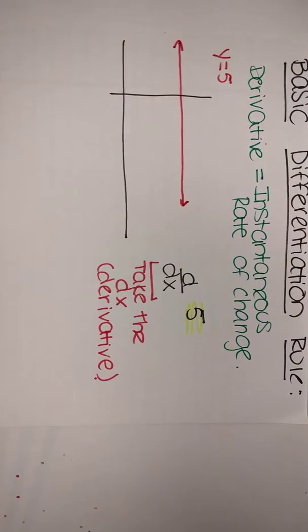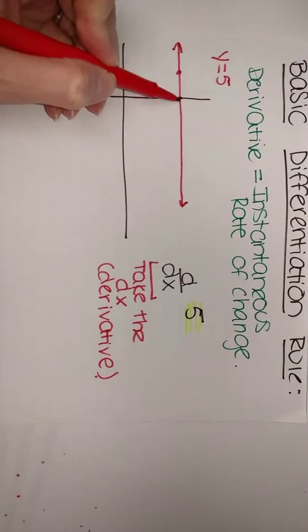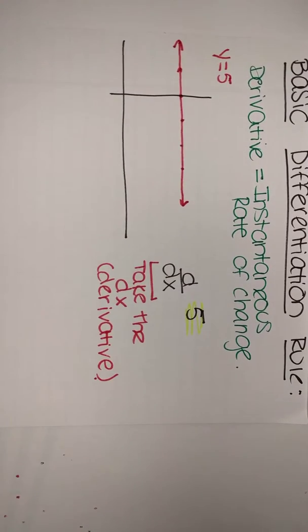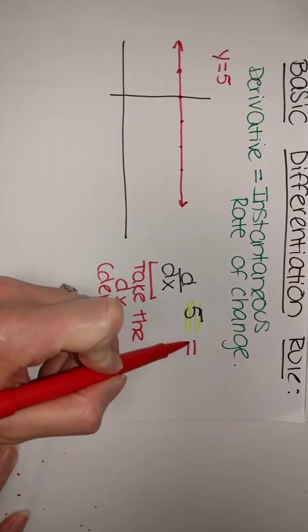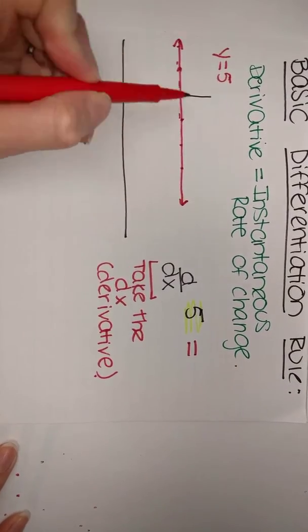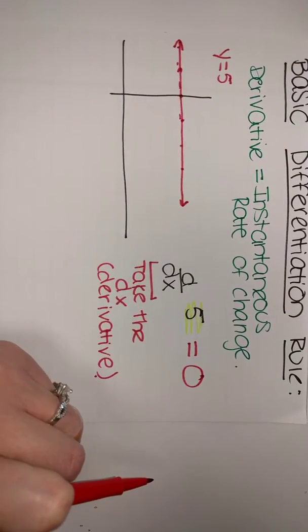Now, if you look at the rate of change from here to here, from here, from here, the y values are never changing. So when we think about our derivative as the instantaneous rate of change, that means that the derivative of 5, there's no change here, it's always 5, and so that is going to be equal to 0.